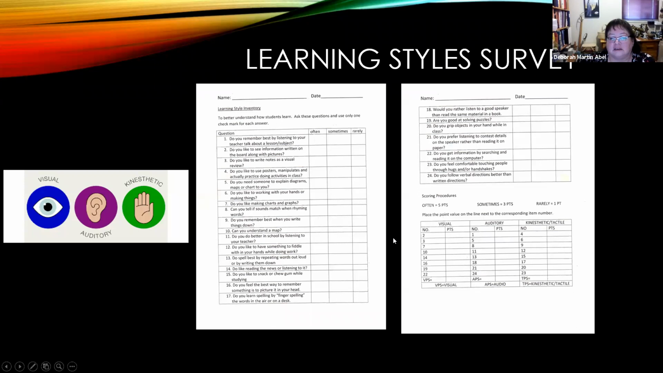So anyways. And then you just fill in, okay, where it says question 1, you put how many points it's worth. So often is worth 5, sometimes is worth 3, and rarely is worth 1. And you just check off one spot. And then you fill this all in and you add it up. And then the highest mark is what kind of learner the person is that you're giving the survey to, or if you want to do it yourself and find out what kind of learner you are.